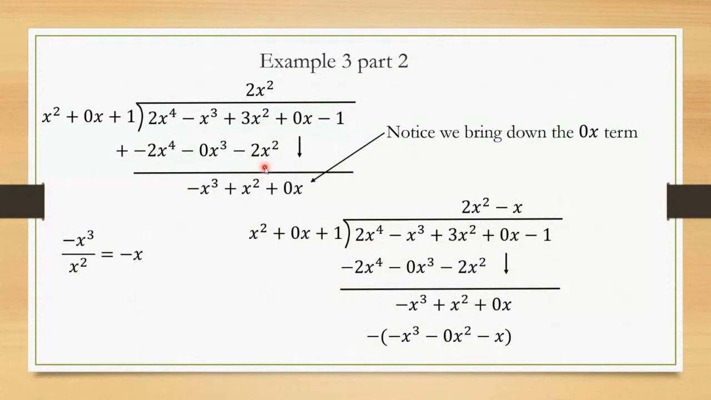3x squared minus 2x squared, that's just x squared. The 0x, right, that's the next term. We're going to bring that down, right? We don't bring down the negative 1 yet. This missing term we bring down.